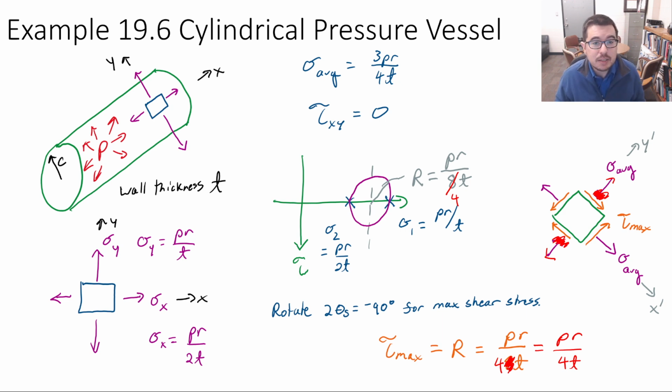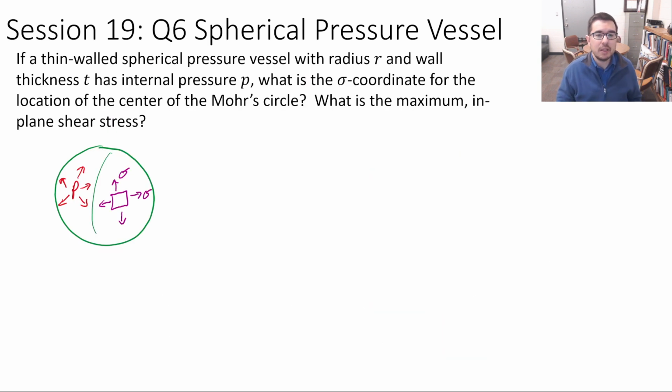So this concludes our examples. This last one, number 6, is one problem for you to do, looking at a thin-walled spherical pressure vessel with radius r and wall thickness t. It has internal pressure P. The question is, where is the center of Mohr's circle? And then what is the maximum in-plane shear stress for this configuration?